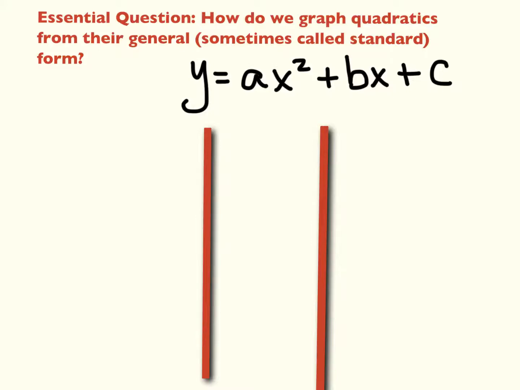How do we graph quadratics from their general form, which is sometimes called standard form? The book that we use actually calls it standard form, which is y equals ax squared plus bx plus c. All right, so let's break it down a little bit. The first thing that I want to focus on is the a.